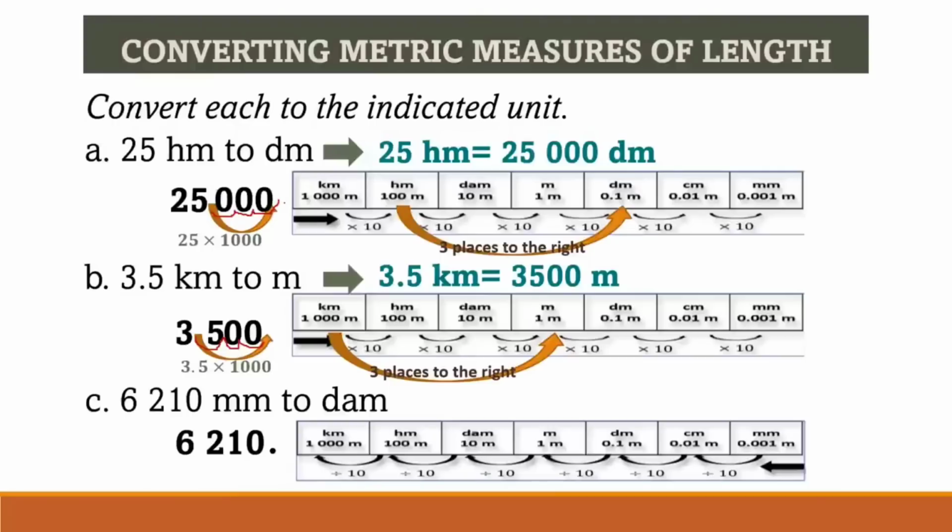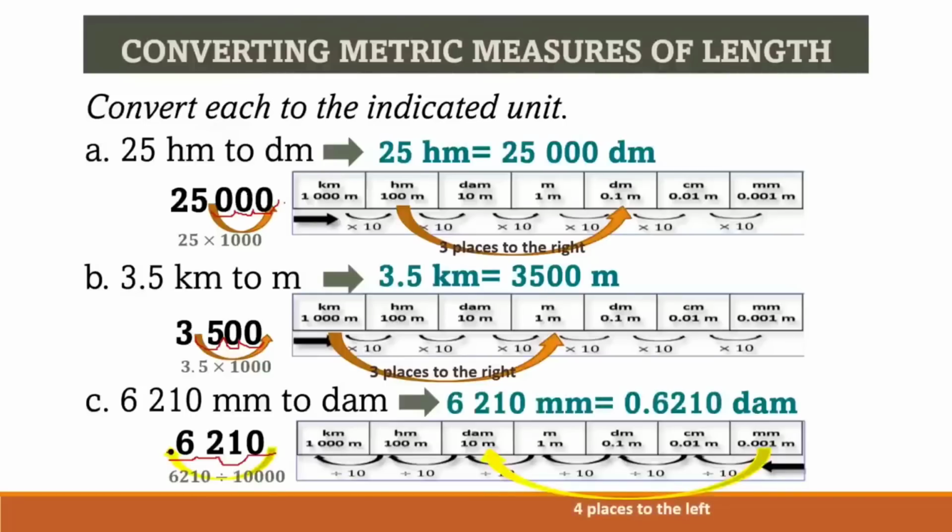So let us count how many places that is. We have 1, 2, 3, 4. So 4 places to the left. Our decimal point will move 4 places to the left. So we have 1, 2, 3, and 4. Our decimal point will be here then. Okay, so our answer is 0.6210 decameters.